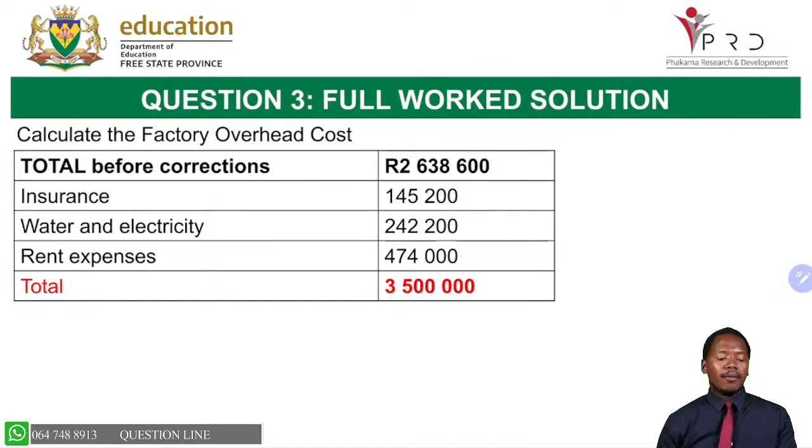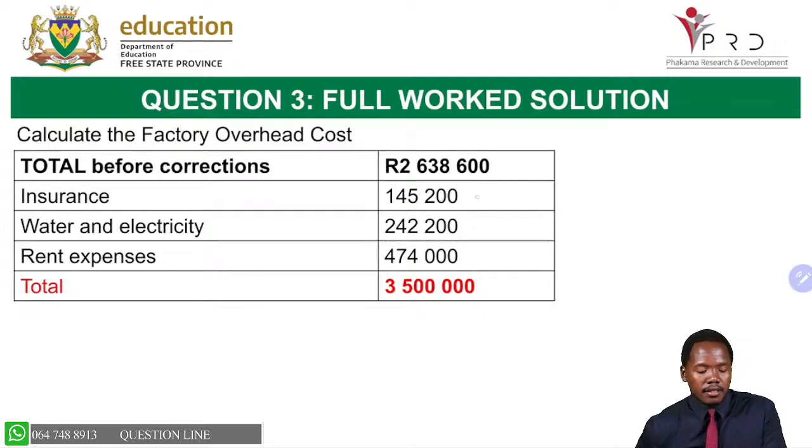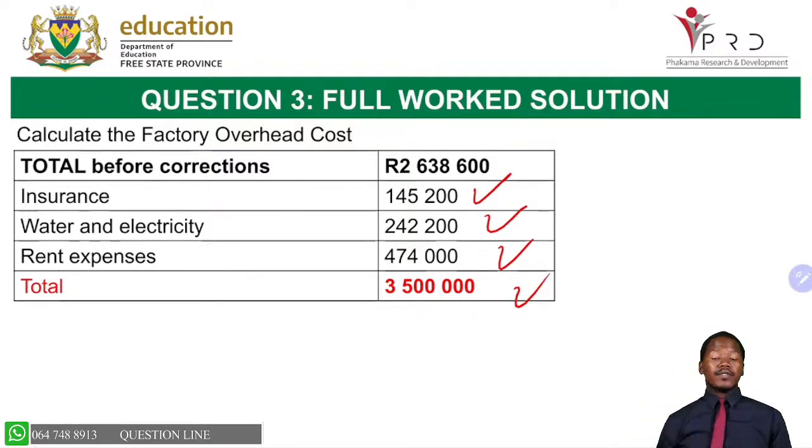The next one, now we look at our factory overheads. There we have our figures now. We've already done them: 145,200, 242,200, 474,000, and then when we add this, don't forget the amount that is typed in for you, 2,638,600 plus 145,200 plus 242,200 plus 474,000. Then we get a total of 3,500,000.